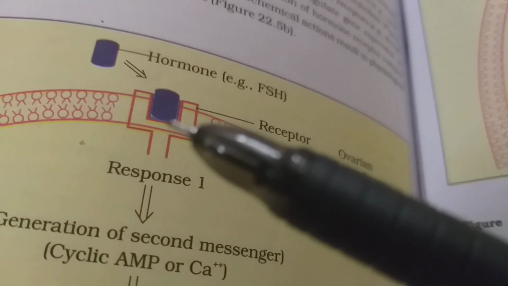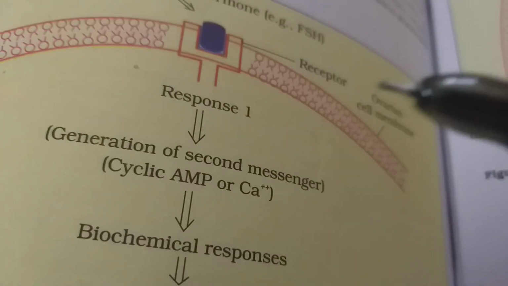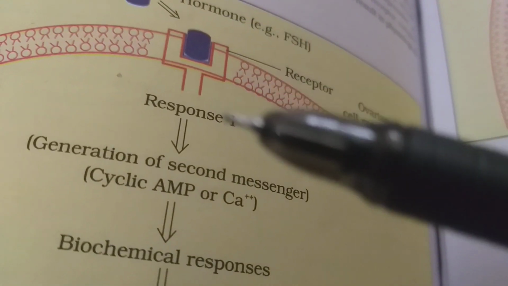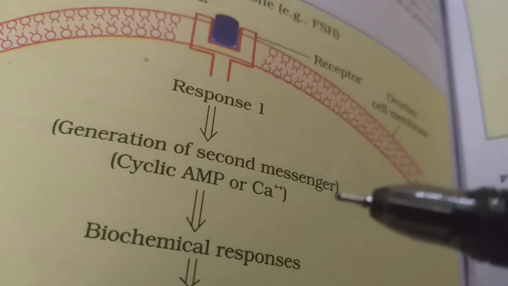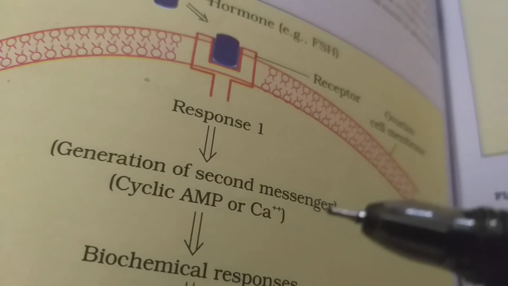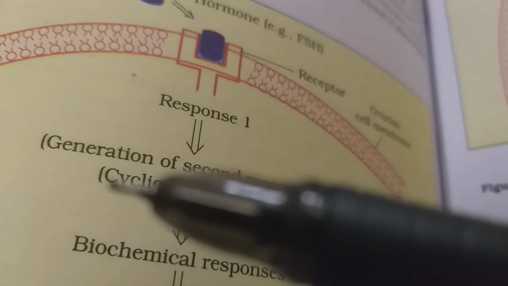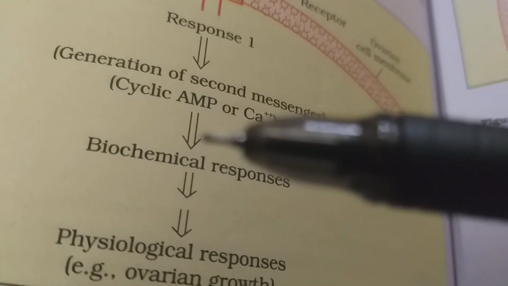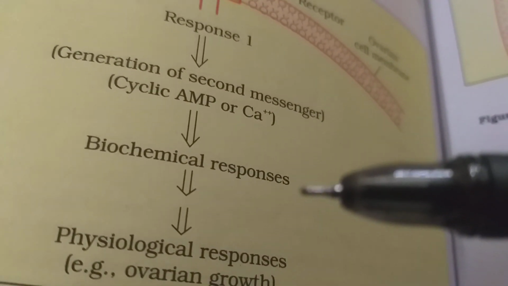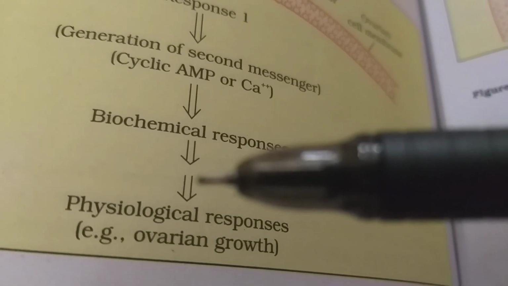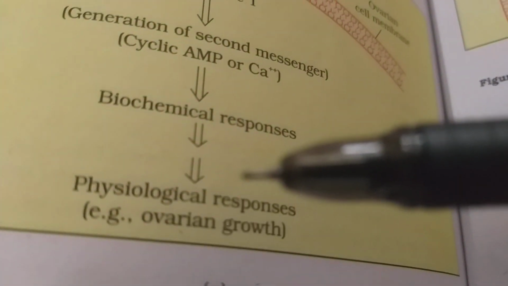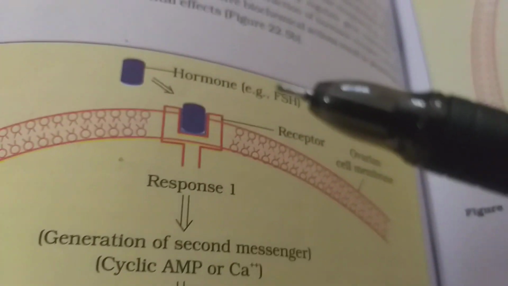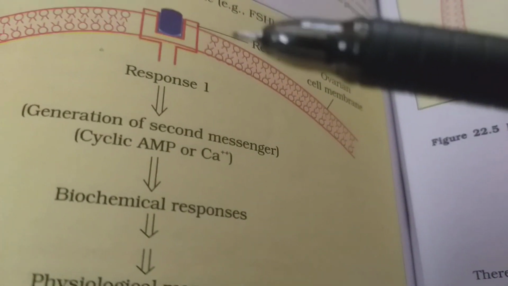As a result, the hormone receptor complex leads to the formation of a second messenger. The hormone is the first messenger. When it binds to the receptor on the membrane, it leads to generation of another molecule inside the cell, which is called a second messenger. Second messenger varies from cell to cell, like cyclic AMP or IP3 or calcium ion. Formation of the second messenger results in a biochemical change inside the cell. The biochemical change ultimately results in a physiological response, for example, the growth of the follicles in the ovaries. So this is how certain hormones act on their target tissues.